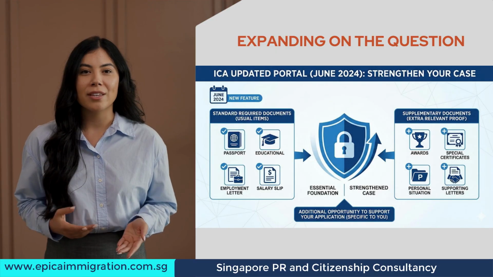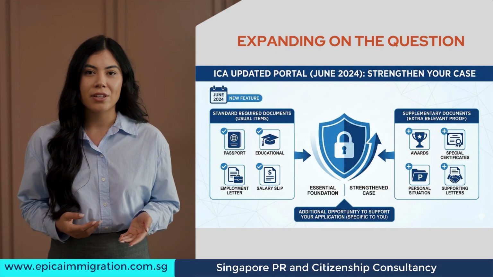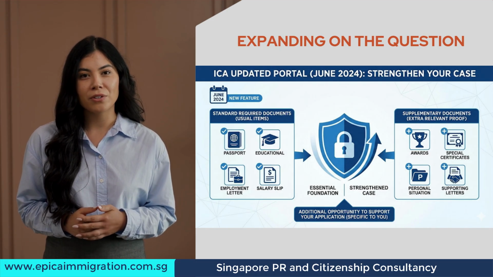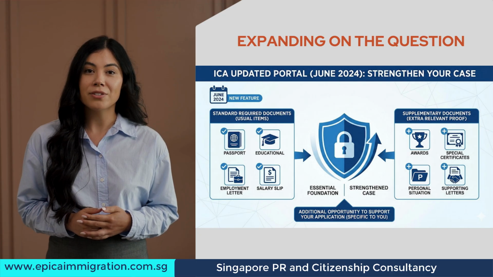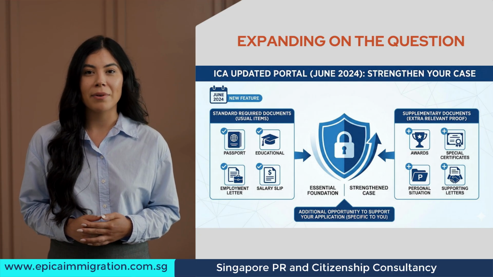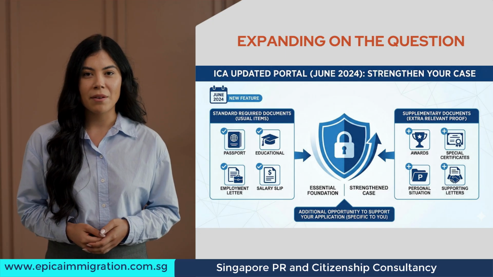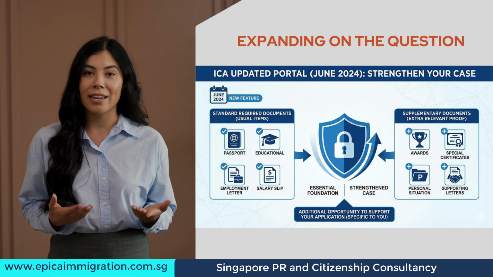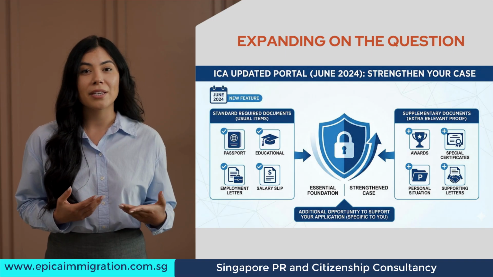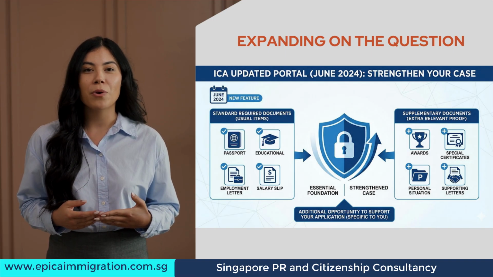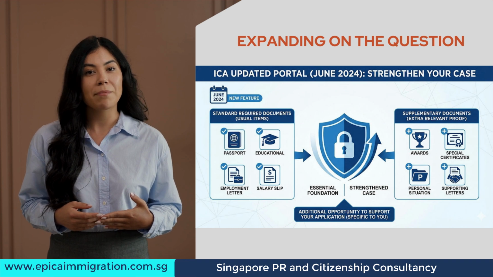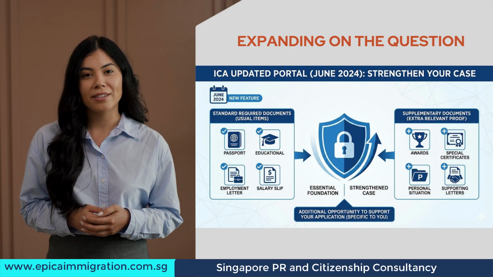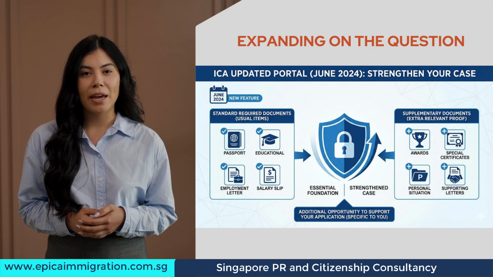It's helpful to first understand the intent of this new feature. ICA introduced an updated portal around June 2024, and one useful change is that it now allows applicants to add extra documents that are relevant to their case, but do not neatly fit into the standard document categories. These supplementary documents are in addition to the usual required items such as passport copies, educational documents, employment letters, salary slips, and similar supporting paperwork.